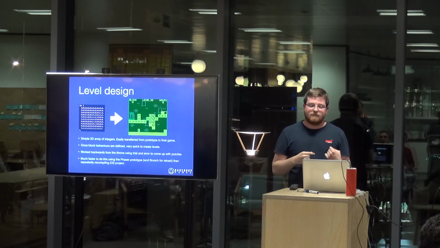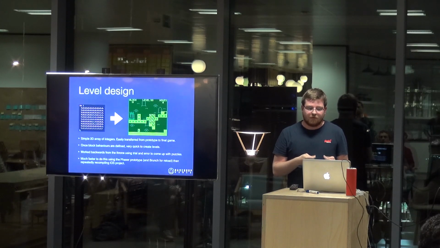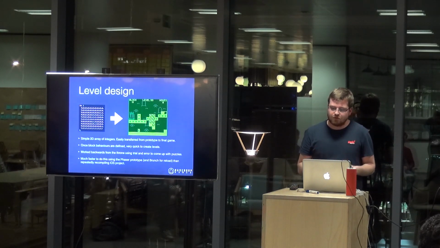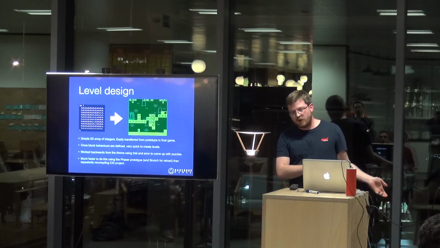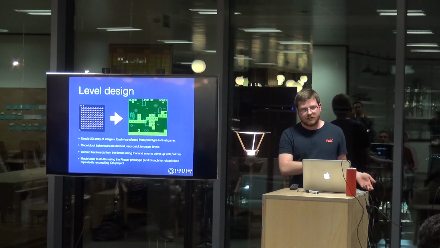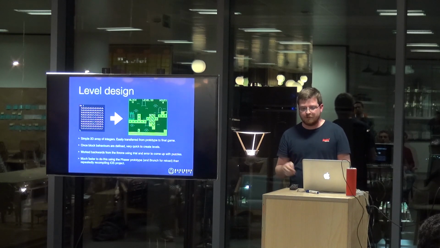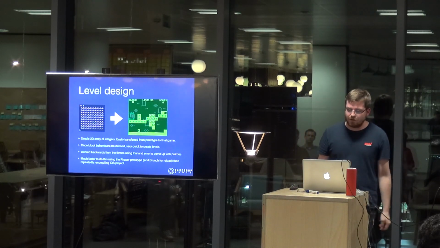And again, it just made it much quicker to do it in the Phaser prototype than it was in the native project. And the way that the levels were defined made it really easy to just transfer those 2D arrays over. It was very simple, but effective, I think.